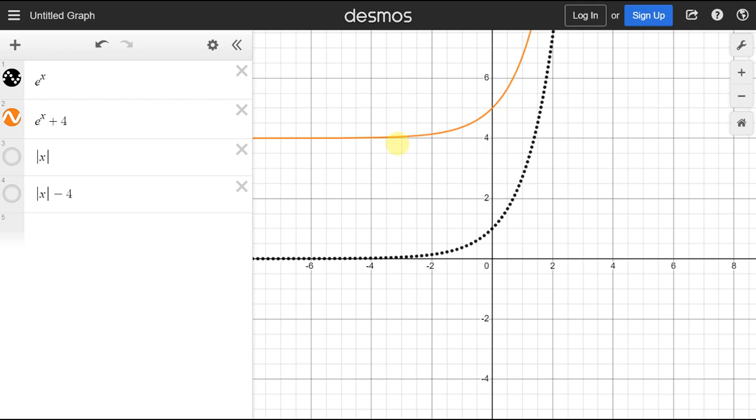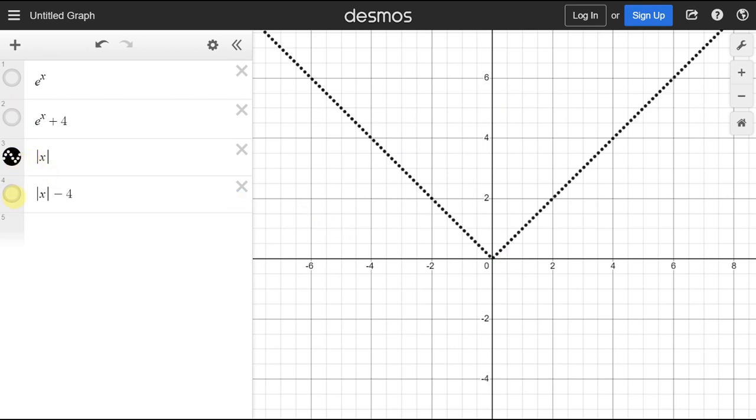So this is actually a really powerful idea because this works for any graphs. So if I wanted to do this with, say, like absolute value, so here's my absolute value function, so then check this out. If I want to look at the absolute value of x minus 4, what do you think is going to happen? It's going to move down. Boom.